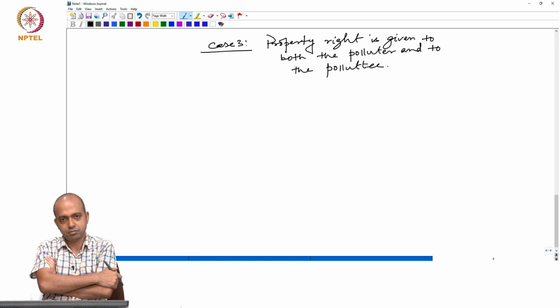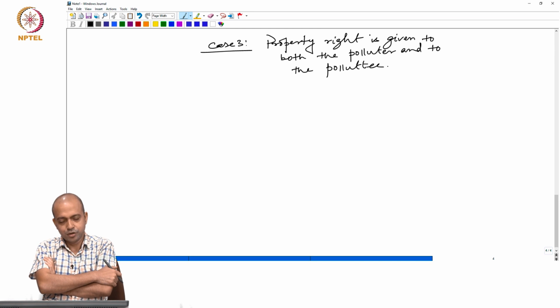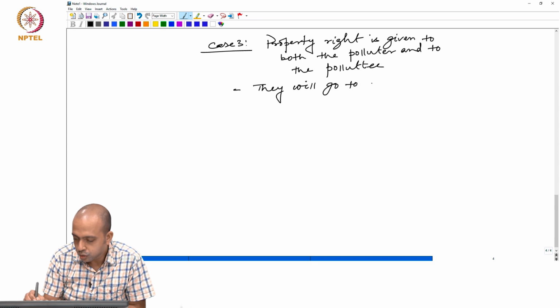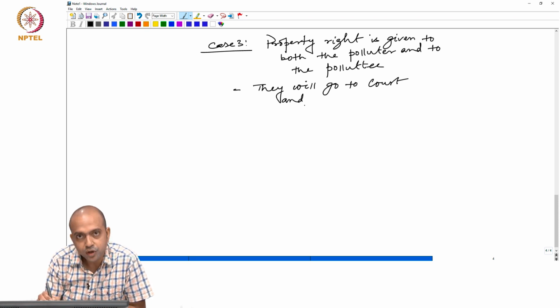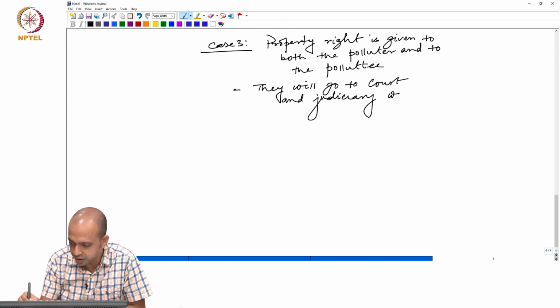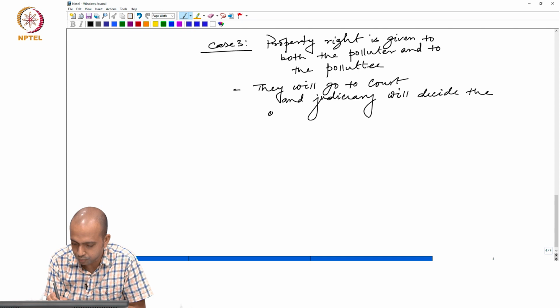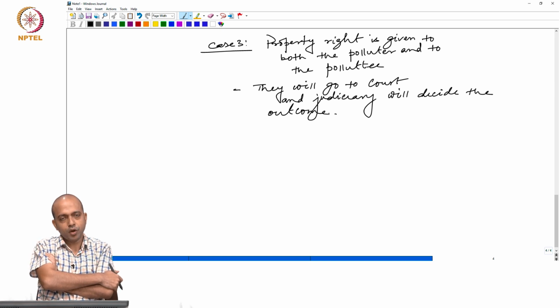Earlier there was bargaining. When property right is assigned to one party, then they were bargaining. When property right is given to both parties, what will happen? So, that means in that case they will go to court, and the judiciary will decide the outcome. Okay, that is the third case.